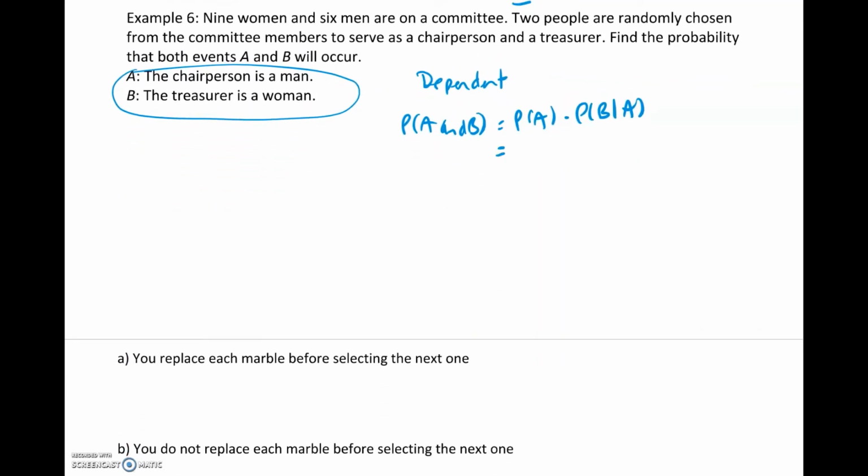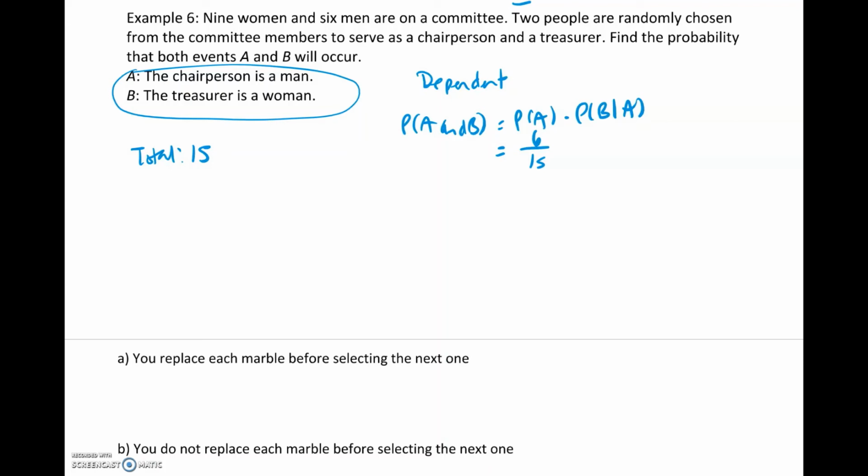So the probability that our chairperson is a man. So we have 9 women, 6 men. So our total people are 15. So I'm going to put this over 15 because I had 15 to start with. Now, of those 15, how many are men? 6, right? Pretty straightforward for probability of A.